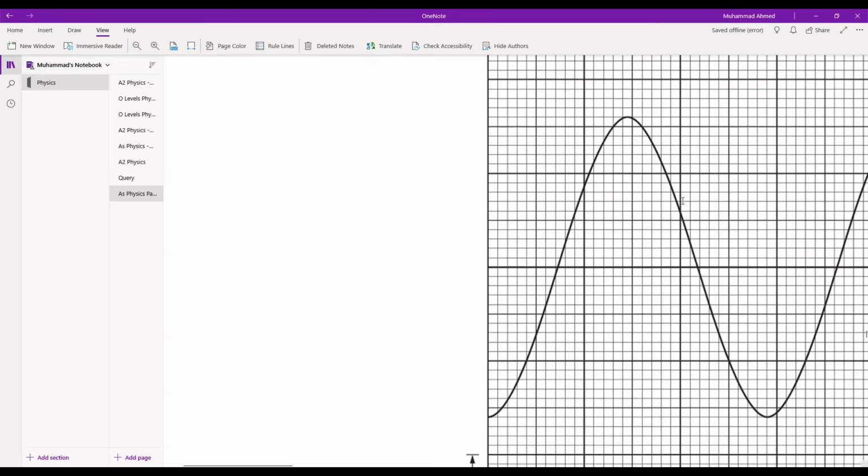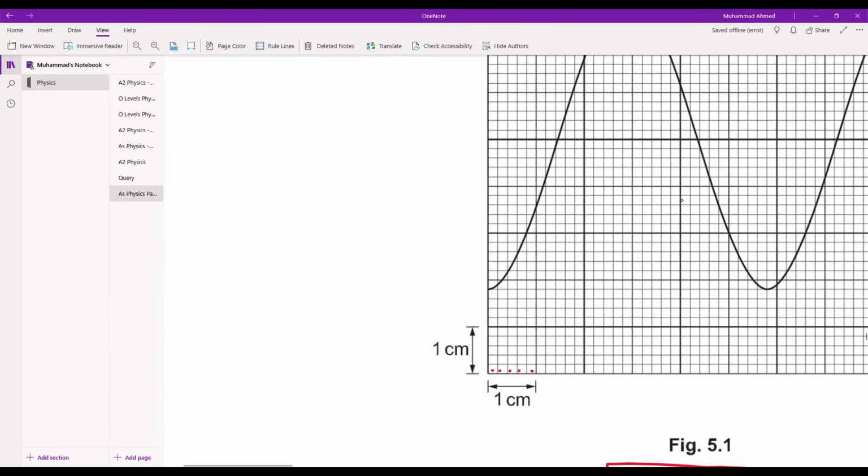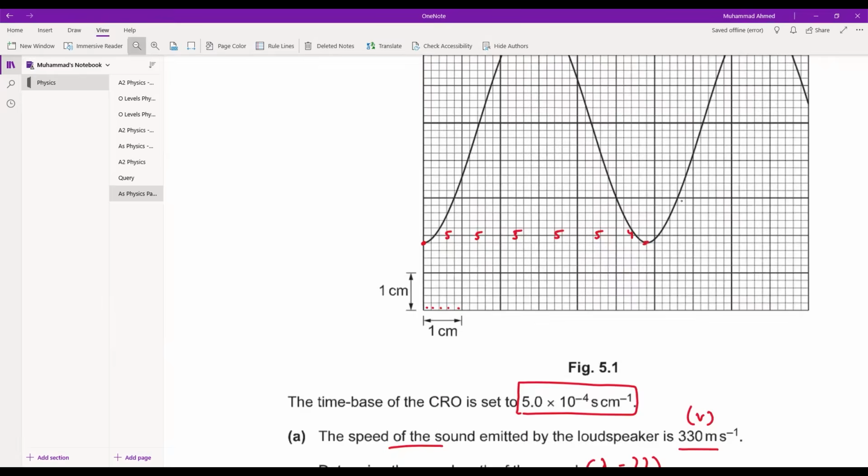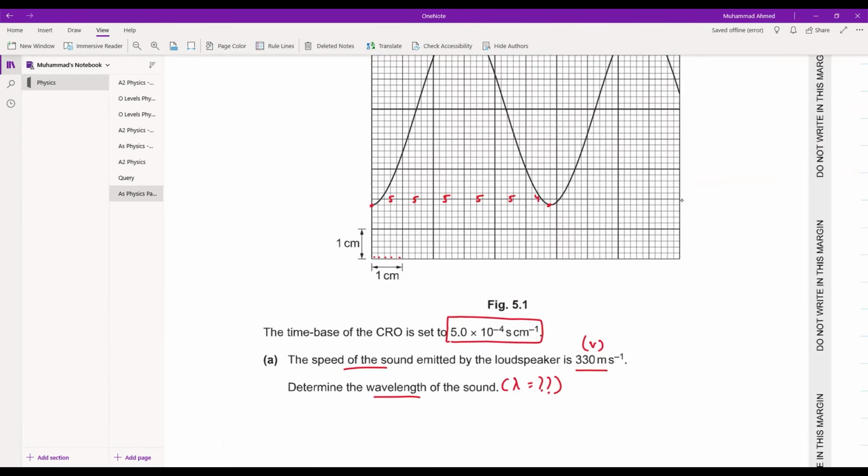First of all, can you realize this is the starting point of the wave? This is the ending point of the wave. How many boxes have we covered? 5, 5, 5, 5, 5, and 4. So 5, 10, 15, 20, 25, and 29. So just hold your horses.